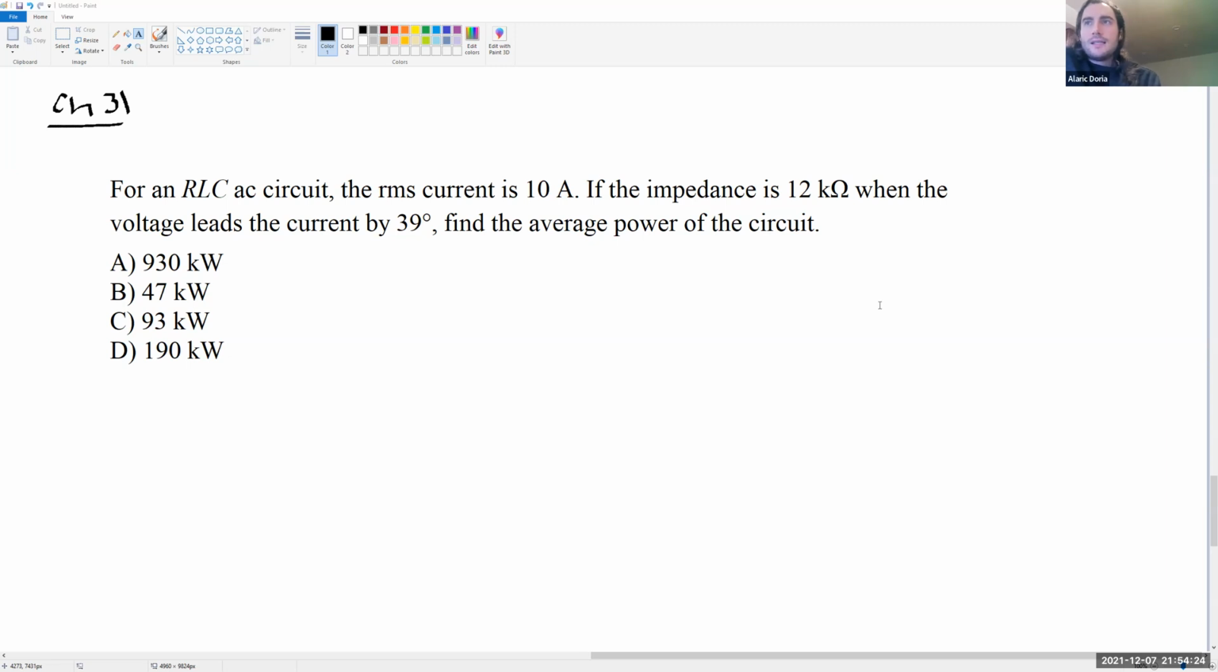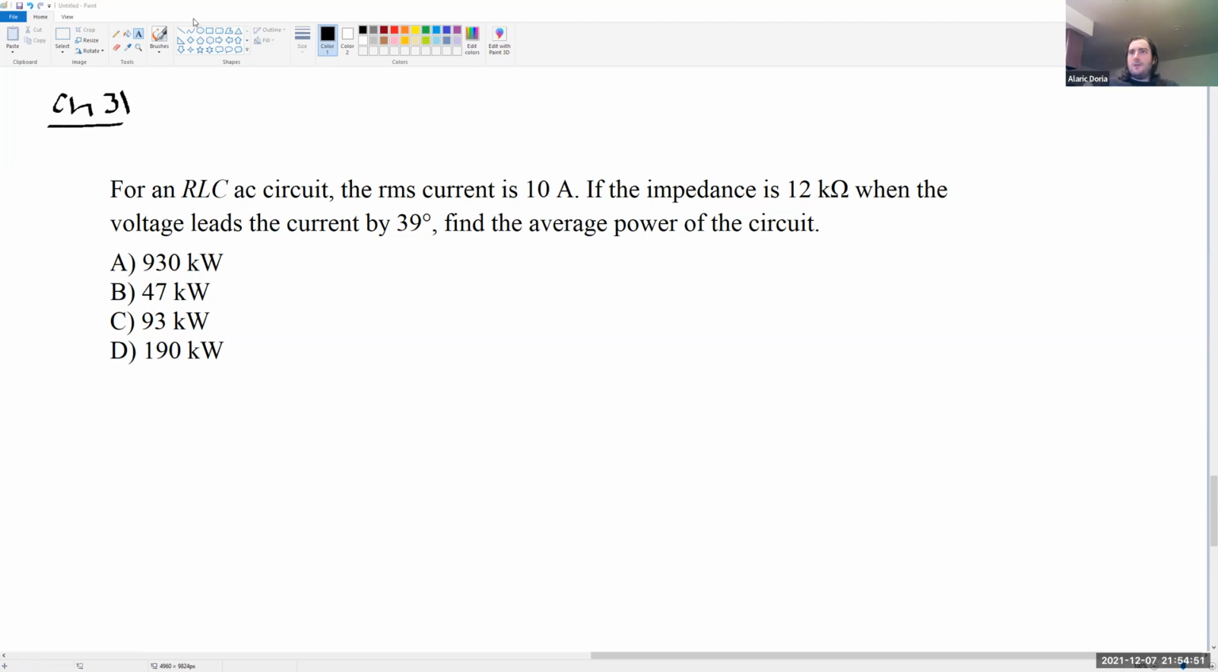For an RLC AC circuit, the RMS current is 10 amps. If the impedance is 12 kiloohms, when the voltage leads the current by 39 degrees, find the average power of the circuit. There are options here: 930 kilowatts, 47 kilowatts, 93 kilowatts, 190 kilowatts. Let's give you some time to work on that one.